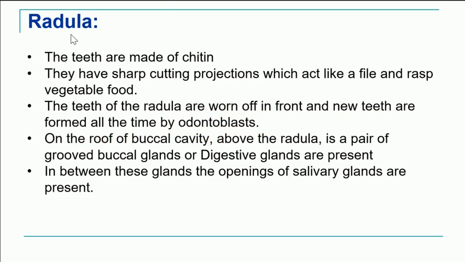Now above this radula and on the roof of the buccal cavity, you can see the digestive glands are present. We will be studying those in detail in the next lecture, but you can understand the position of this digestive gland: below the radula and on the roof of the buccal cavity. Also, in between these digestive glands, there are openings of the salivary glands. So these are the two important glands which are used for the digestion of the food.